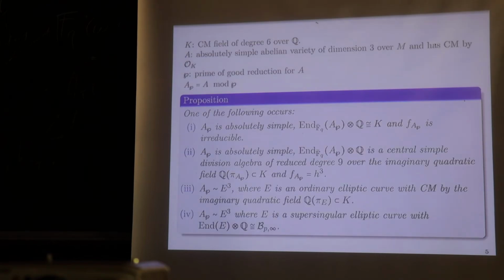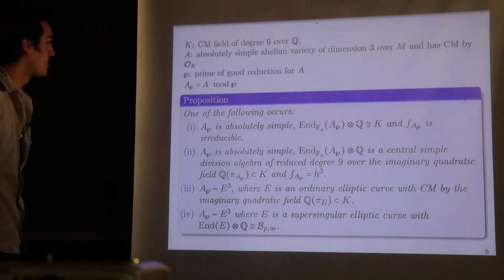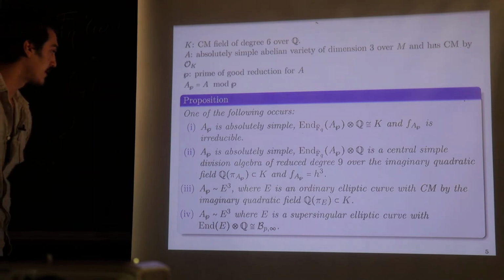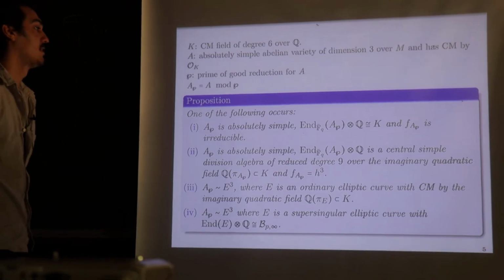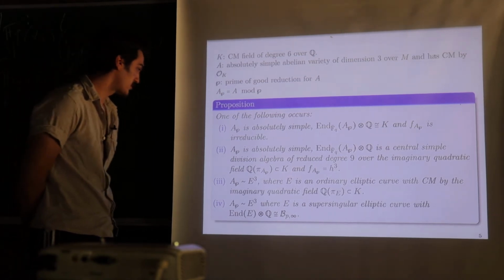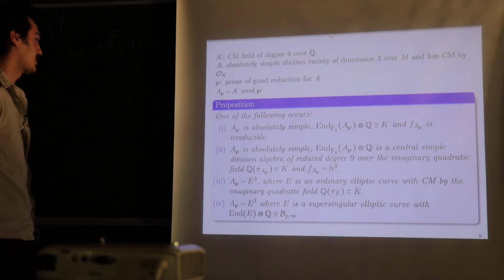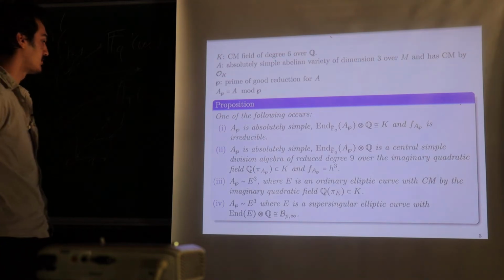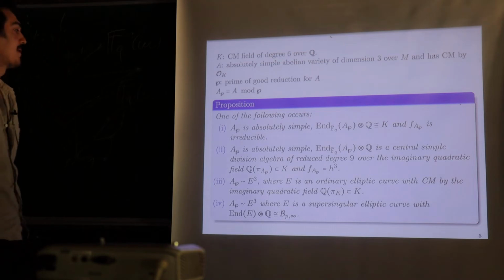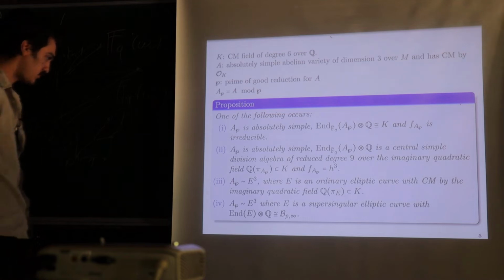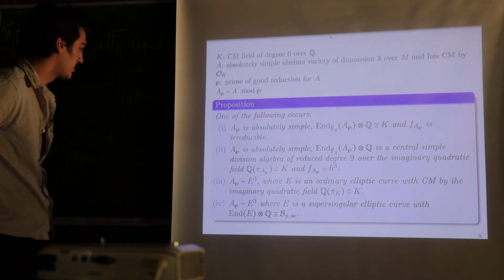Okay, so our setup as before. Then we have 4 cases for this Abelian variety. The first is AP is absolutely simple, and the endomorphism algebra is isomorphic to K, and the characteristic polynomial of the Frobenius endomorphism is irreducible. Or AP is absolutely simple, and the endomorphism algebra is a central simple division algebra over the imaginary quadratic field Q pi A, and this FA is equal to H cube. We will come to H later.